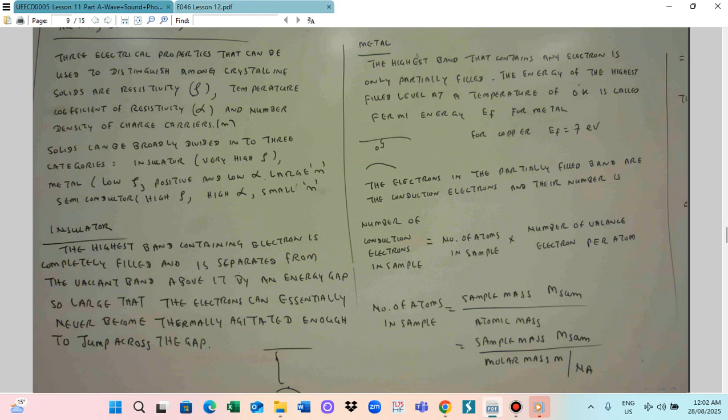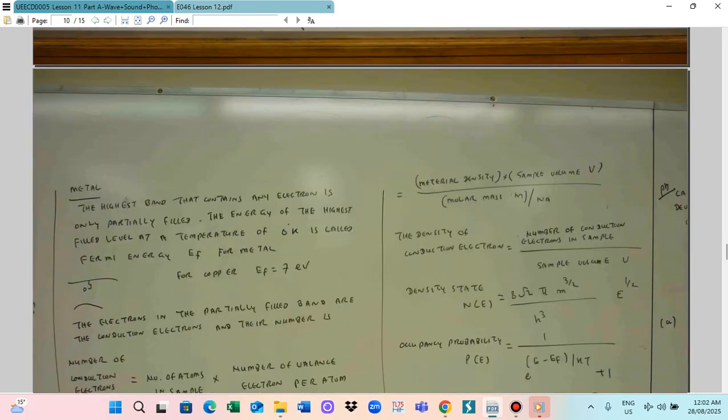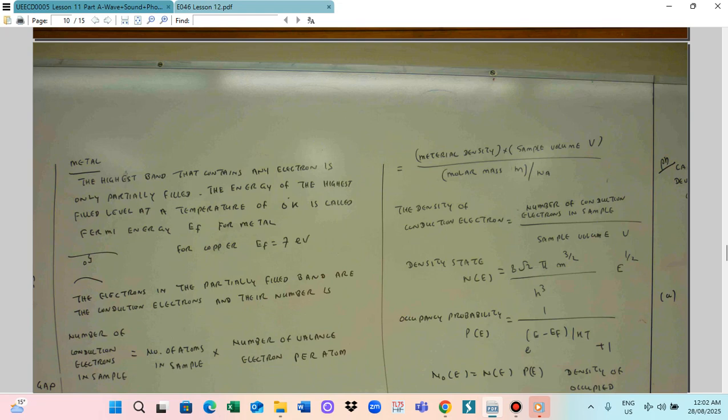The number of atoms in the sample can also be calculated: sample mass divided by atomic mass. The atomic mass is the molar mass divided by Na. The material density multiplied by sample volume V is the sample mass. The density of the conduction electrons is the number of conduction electrons in the sample divided by the sample volume V.